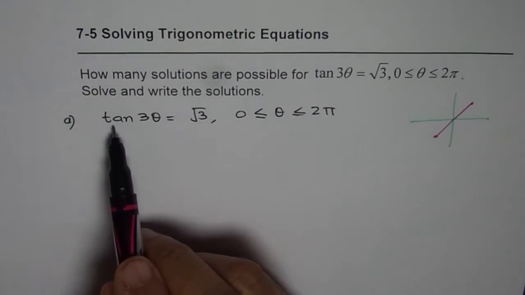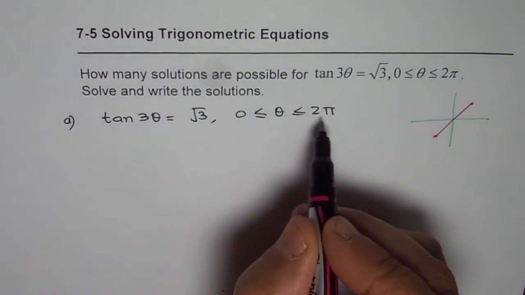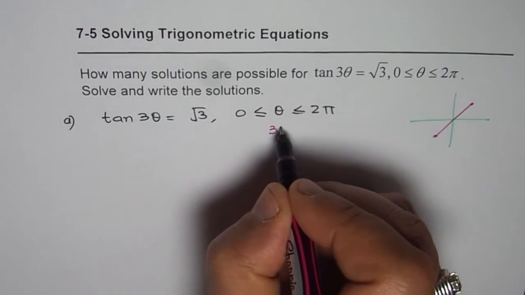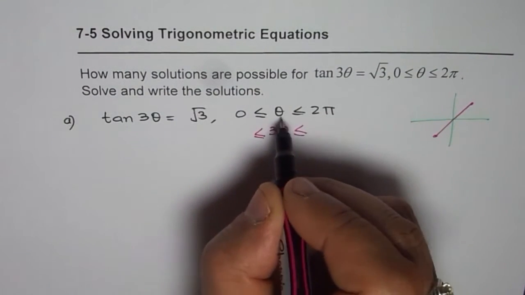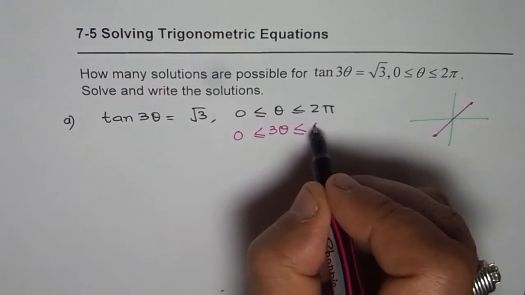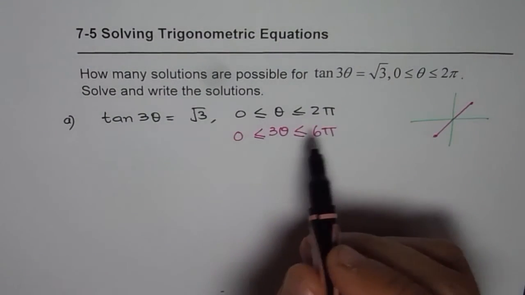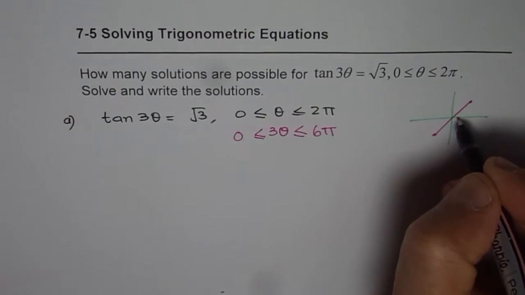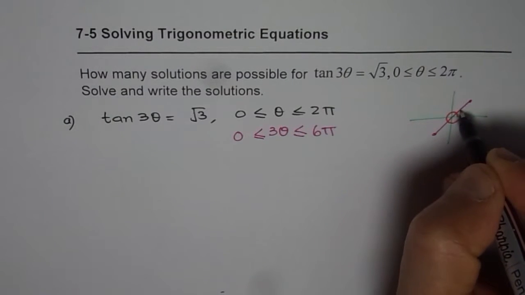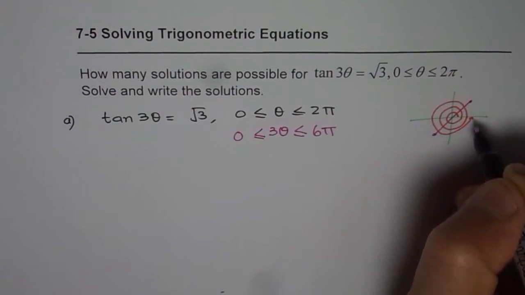So in one circle of 0 to 2 pi, we get 2. But here the question is tan 3 theta equals square root of 3. So if theta is between 0 to 2 pi, then how about 3 theta? For 3 theta, we need to multiply all three of them by 3. So we get between 0 to 6 pi. Do you see that? The domain for 3 theta becomes from 0 to 6 pi, not just one circle. So in one circle we get 2. Then we have another circle, that is 4 pi, and then another circle. That makes it 6 pi.